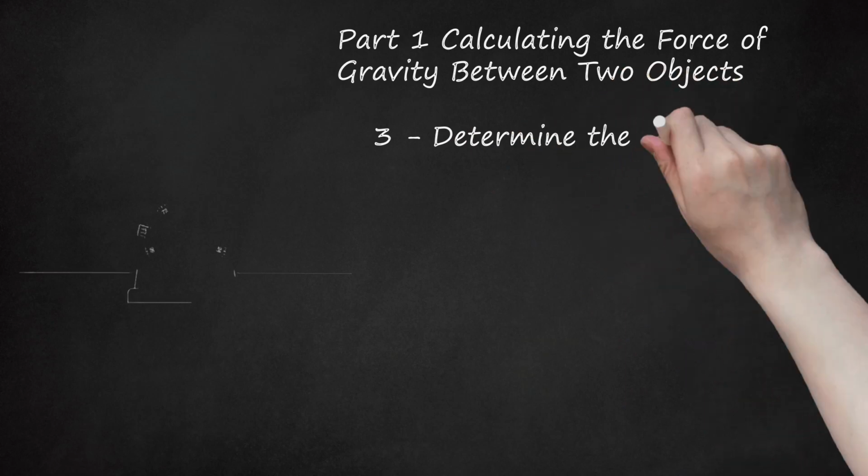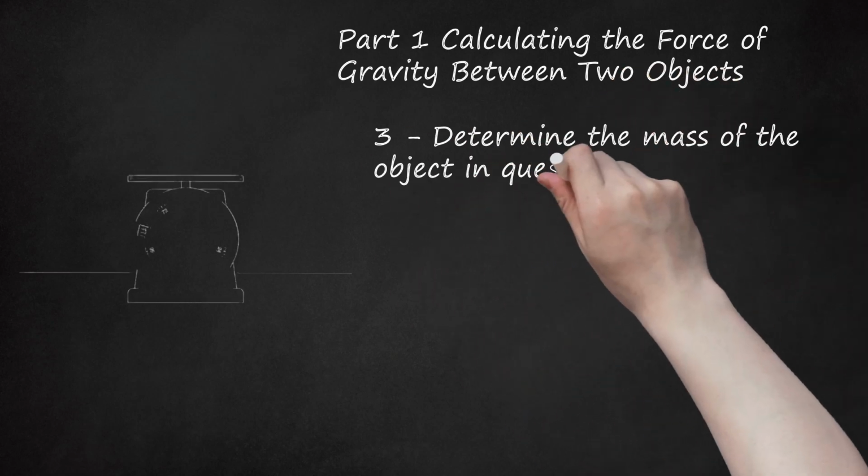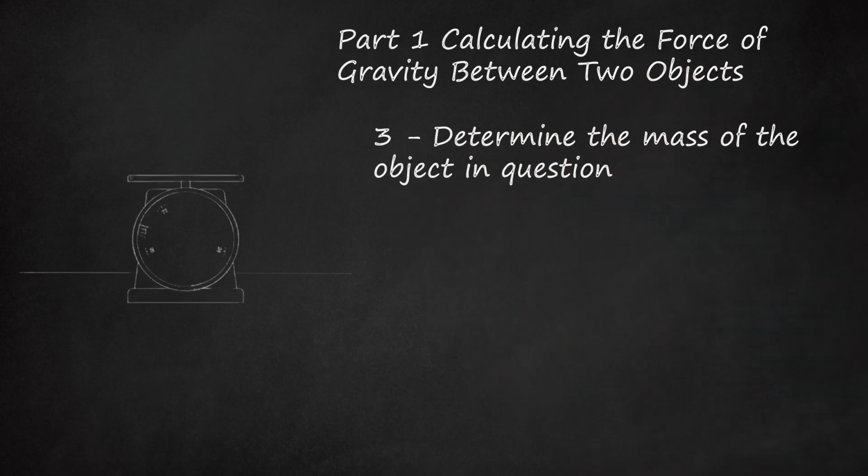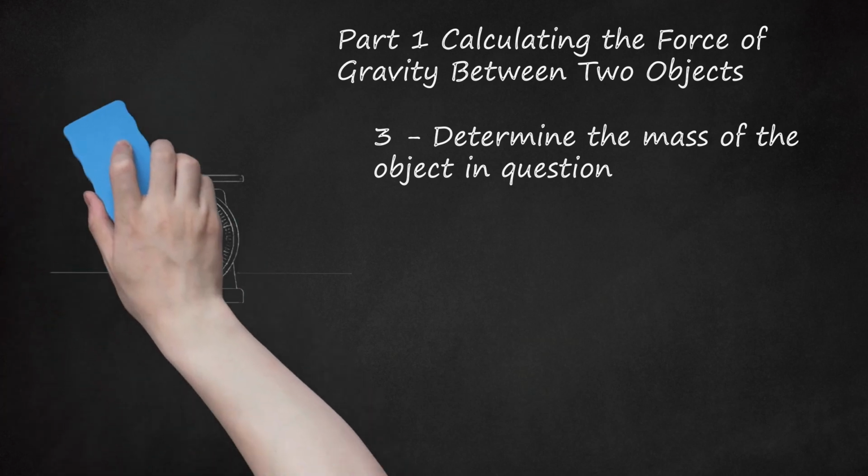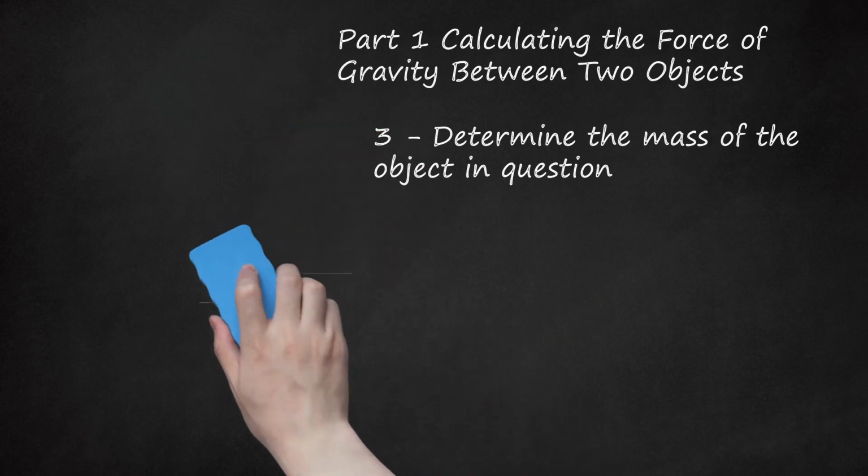3. Determine the mass of the object in question. For smaller objects, you can weigh them on a scale or balance to determine their mass in kilograms, kg. For larger objects, you will have to look up the approximate mass in a table or online. In physics problems, the mass of the object will generally be provided to you.